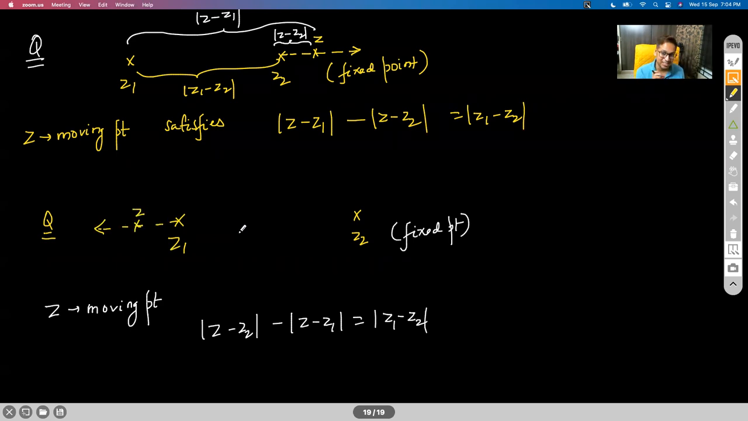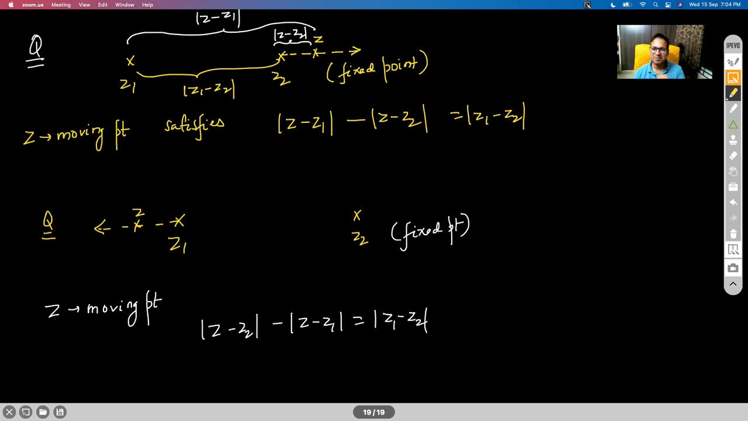Okay, so please note this. They all are basically lying on the line connecting Z1, Z2. But depending upon which segment of the line they're drawing, this locus equation is changing. So read the question carefully, or read the diagram carefully, before you end up choosing your locus condition. This can be a trick point.